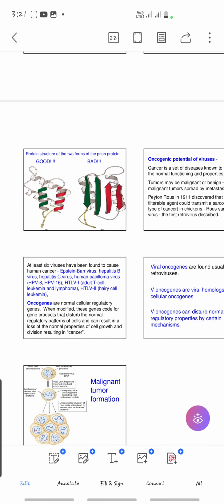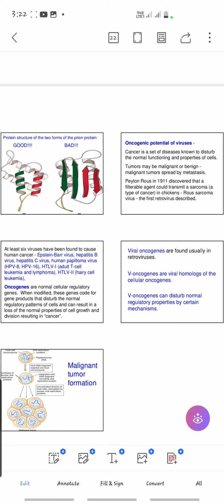At least 6 viruses have been found to cause human cancer. Oncogenes are normal cellular regulator genes. When modified, these genes code for gene products that disturb the normal regulatory patterns of the cell and can result in a loss of the normal properties of cell growth and division, resulting in cancer. Again, the oncogenic potential of viruses was found through a filterable agent that transmitted sarcoma, a type of cancer.